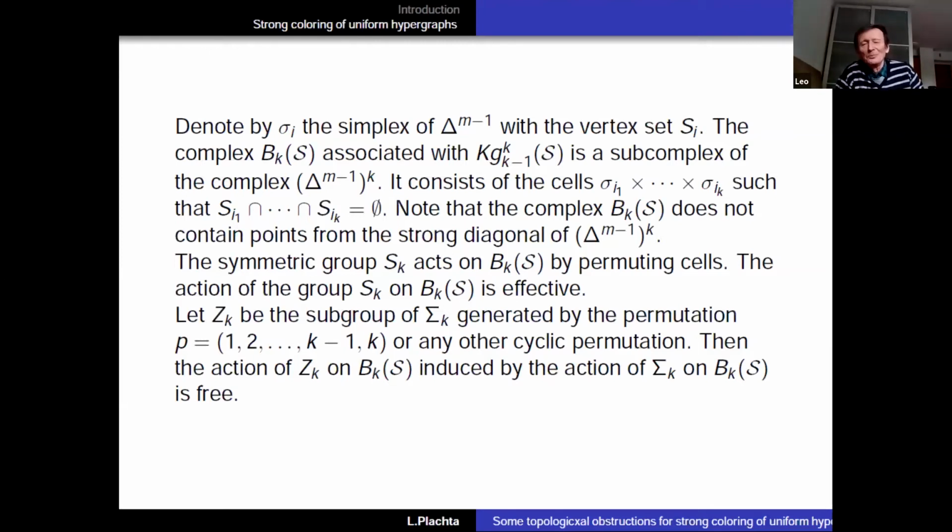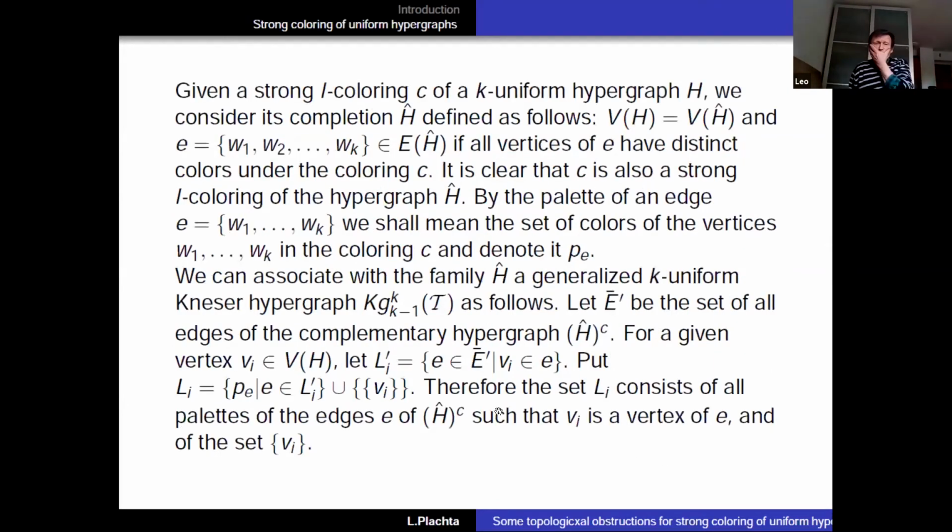So we have the cell complex D_k, and by permuting cells, this is not a free action but an effective one. But if we restrict ourselves to some cyclic subgroups, for prime k, this action will be free.